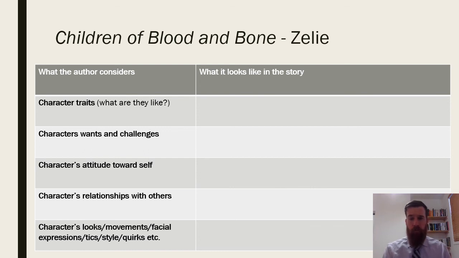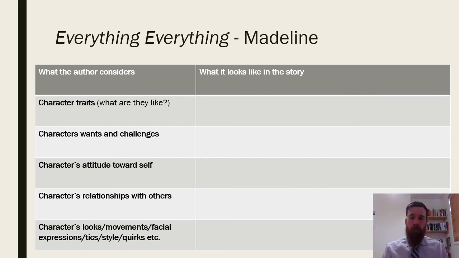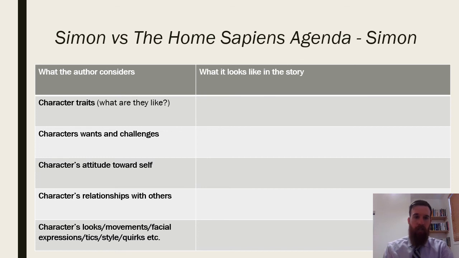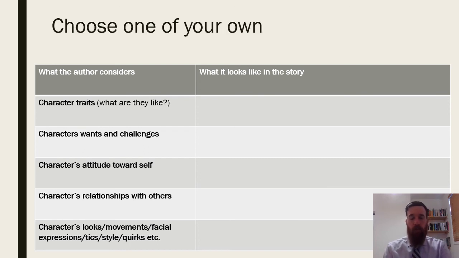For the story Children of Blood and Bone, Zelly is the character you're going to be looking at. In Everything, Everything, Madeline is our character. In 1984, Winston is our character. And then in Simon versus the Homo Sapiens Agenda, obviously Simon is going to be our character there. And the final thing you'll do is you will choose a story of your own. That can be a movie, a TV show, a different book, a short story you want to use, really anything. And you're going to put that character's name up there and tell me what that character is like and how the author created that character.